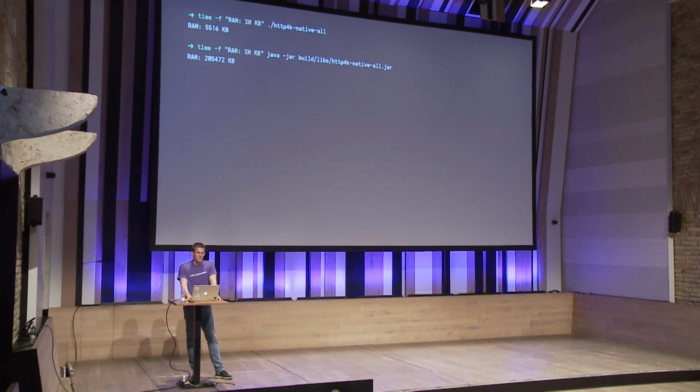But what is much more interesting is when you are measuring the runtime memory usage. Here I'm comparing the native executable with my Java version running on the JVM, and I think the numbers are speaking for themselves. That's a 40x reduction in runtime memory usage.